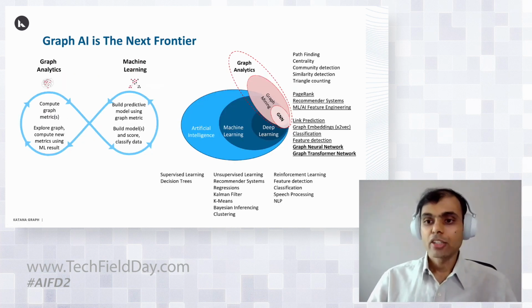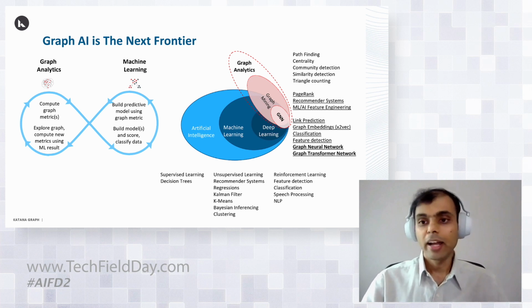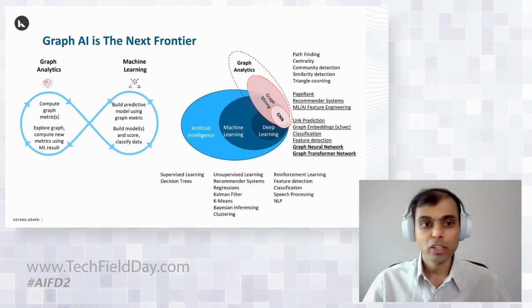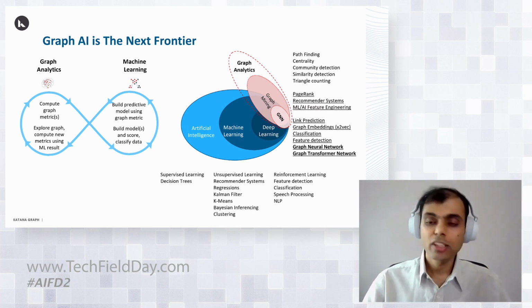We believe the next challenge is AI. Graph AI is the next frontier, and we believe there is a lot of interplay between graph analytics and machine learning. In graph analytics, typically you're computing graph metrics or graph labels, node labels or edge labels. You could be computing things like triangle counting or PageRank in Google. And then you can use these metrics in your machine learning models to predict certain things about the graph.